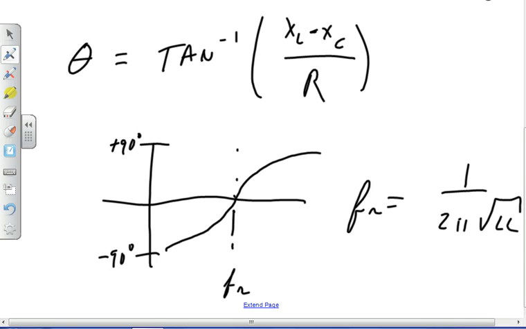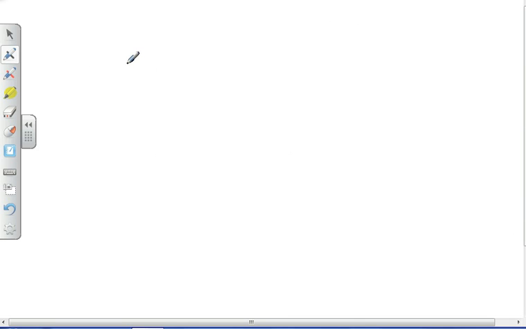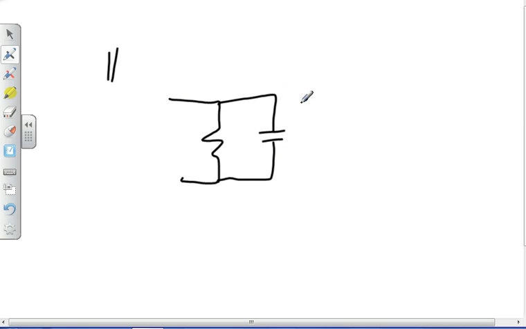Now, if I'm in parallel, things are going to act a little different. So if I'm parallel with my resistor, my capacitor, and my inductor, that doesn't look much like an inductor, does it?